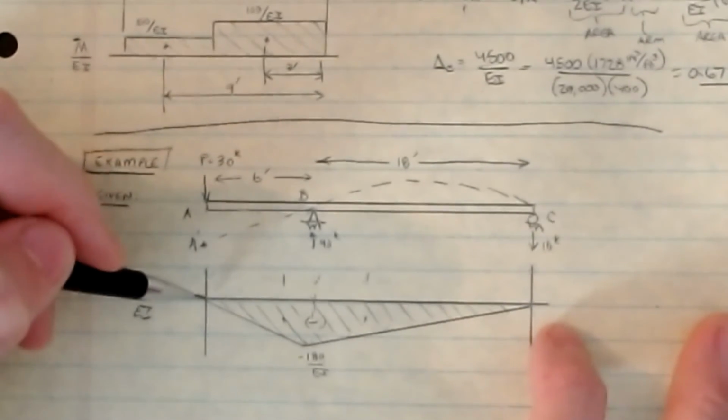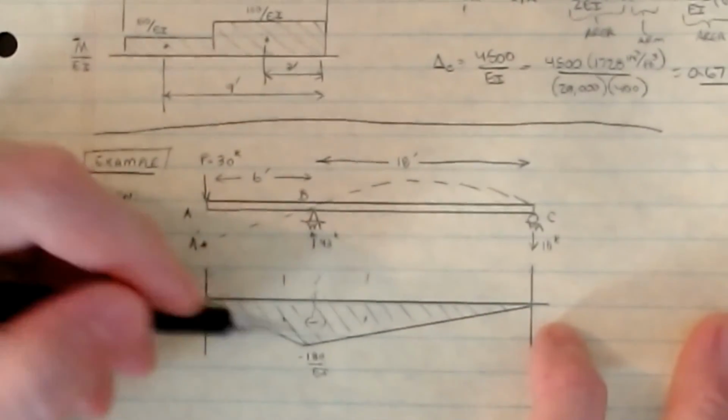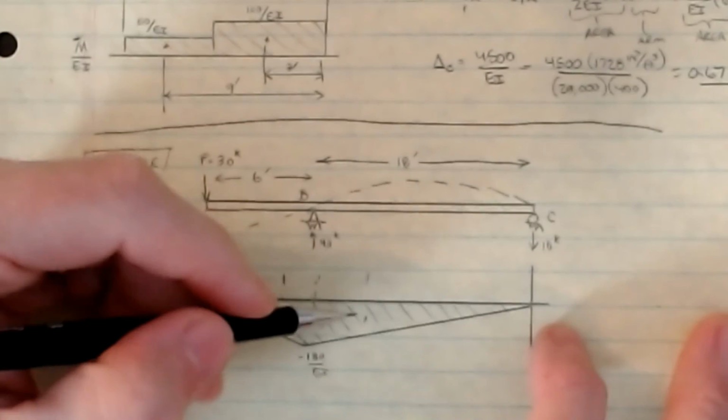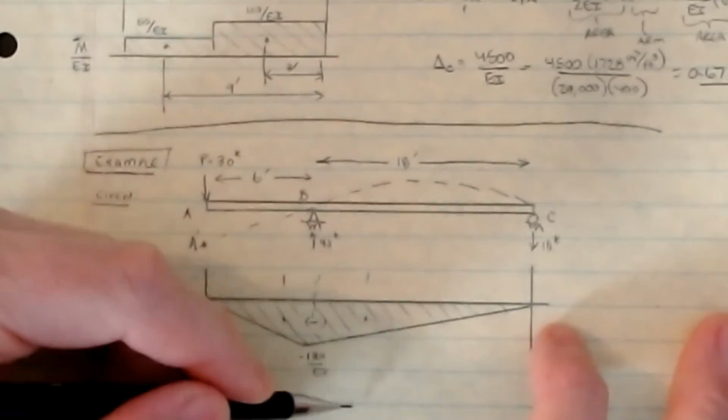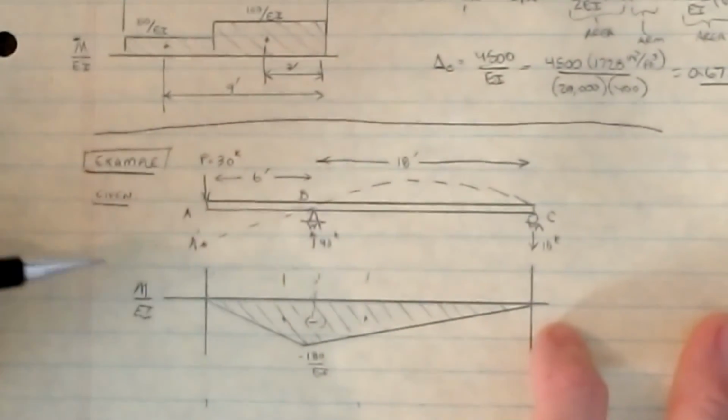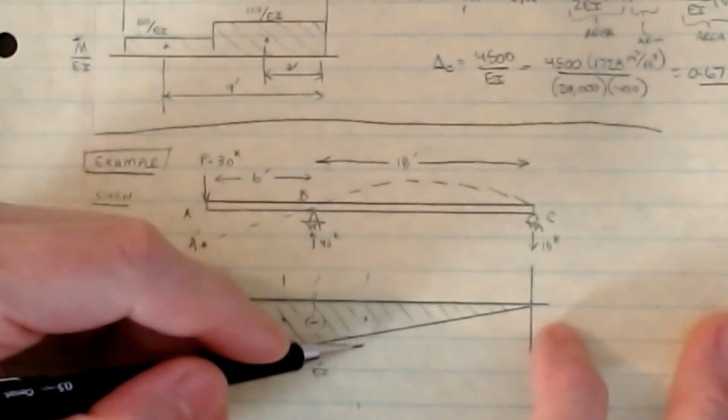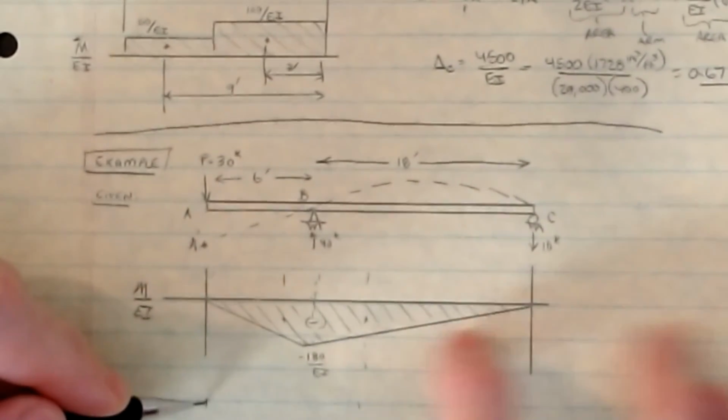And then the area is 1/2 of 6 times minus 180, which gives me that area. And then the other one, the centroid, is going to be here. But now we need that distance, which comes from this point and goes all the way over here. That's the X bar A for the second area.